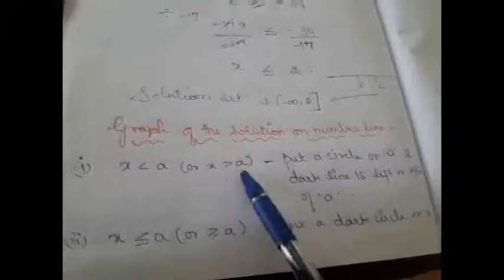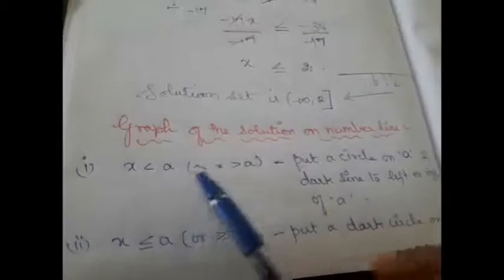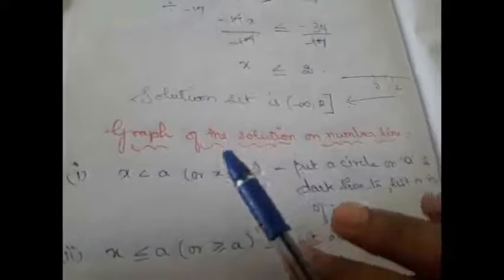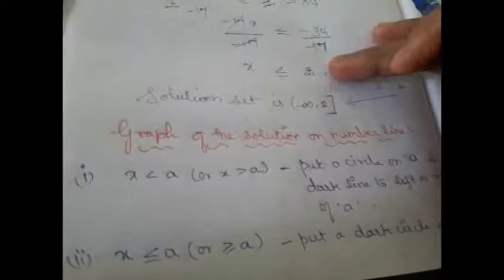So when x is less than a or x is greater than a, which means when it is a strict inequality, you have to put a simple circle on that particular number and then a dark line to the left or right of a. When it comes to equal-to inequalities, you have to put a dark circle on a. For example, if you take the previous problem, we got the solution as x less than or equal to 2. Then how will you express this on the number line?